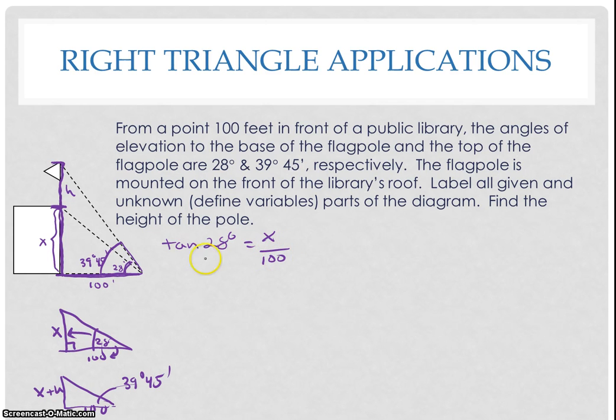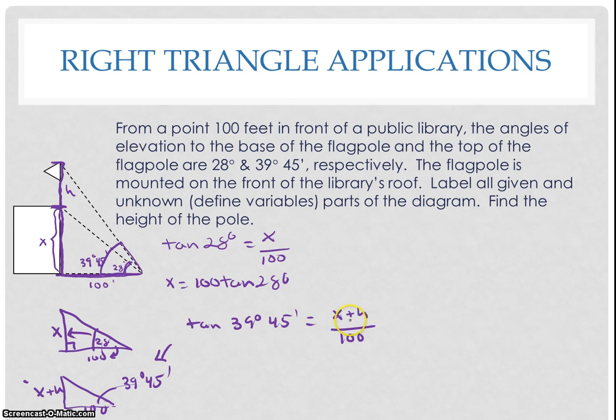And I can solve for x. So x, if I multiply 100 to the other side, is 100 tangent 28 degrees. Now the second equation I can get from my second triangle here. And I also have its opposite and its adjacent side. So I know tangent of 39 degrees, 45 minutes, is opposite, x plus h, over adjacent, which is 100.